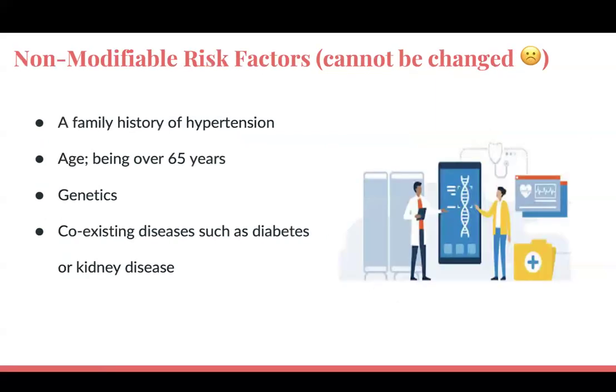The non-modifiable risk factors, like I said, cannot be changed. So this includes a family history of hypertension, your age, so being over 65 years old puts you at risk of hypertension, genetics, and then coexisting diseases such as diabetes or kidney disease.